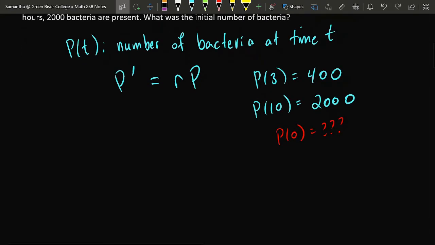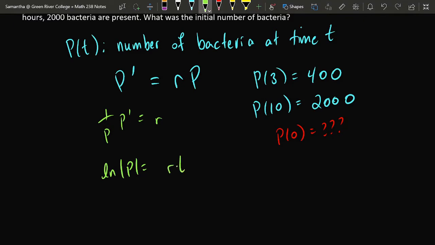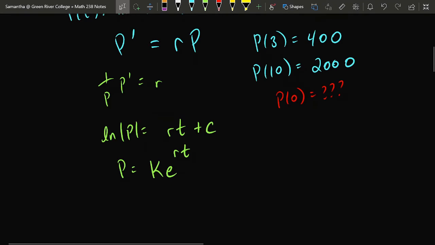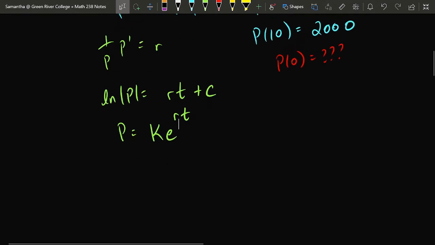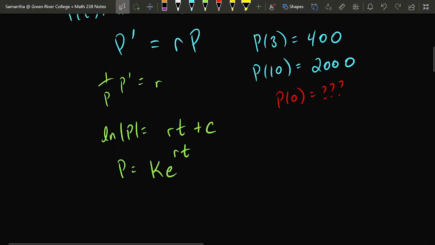So this equation is separable. Bring P over, integrate both sides, solve for P, and we get a population that is given by the exponential function k e to the r times t. So we've actually wound up with two unknowns in our solution. One is the unknown growth rate, called r, and one is the unknown constant that came from solving this ODE, the constant called k.